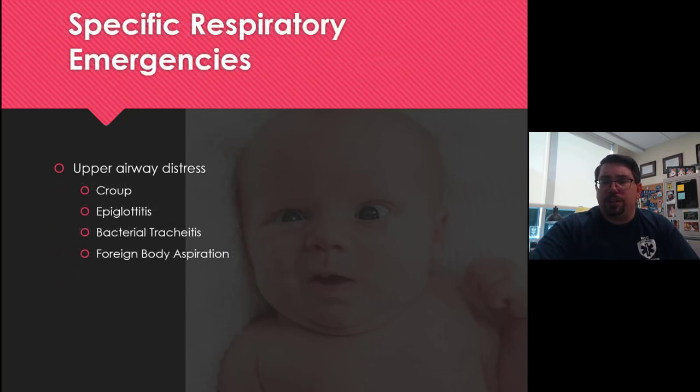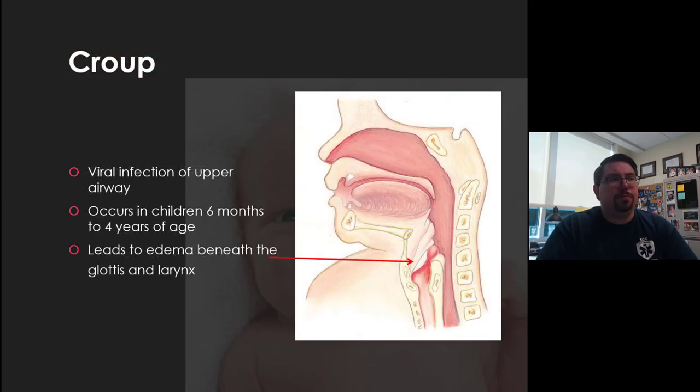For upper airway distress, if we're diving into more specific respiratory emergencies, these include things like croup, epiglottitis, bacterial tracheitis, and foreign body aspiration. Let's go into each one of these a little bit further.